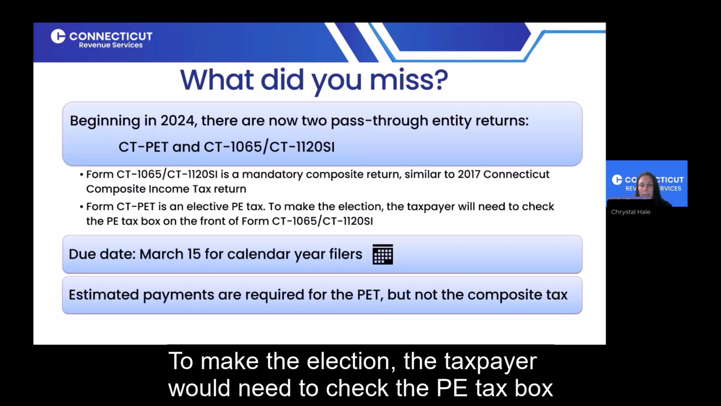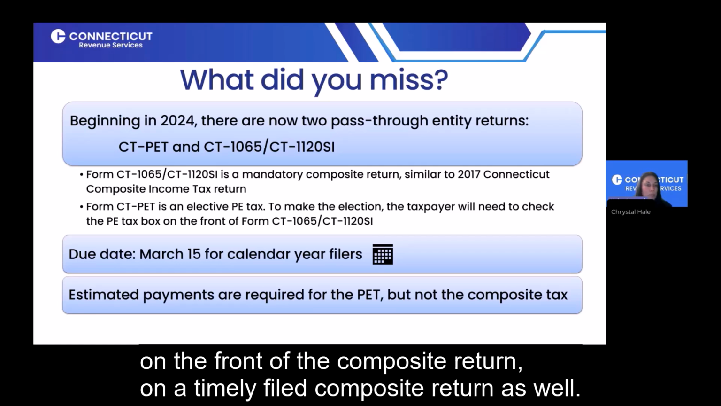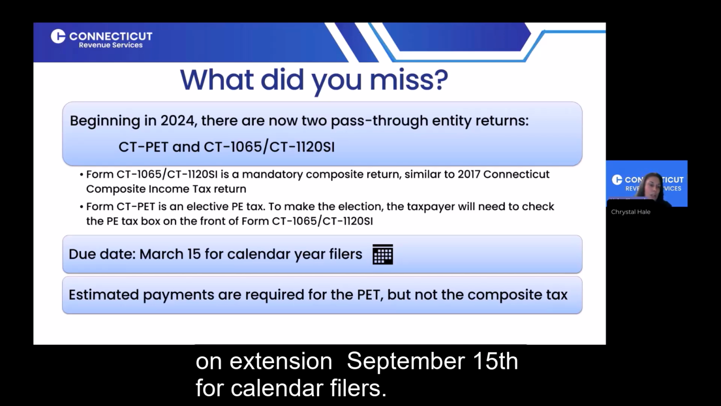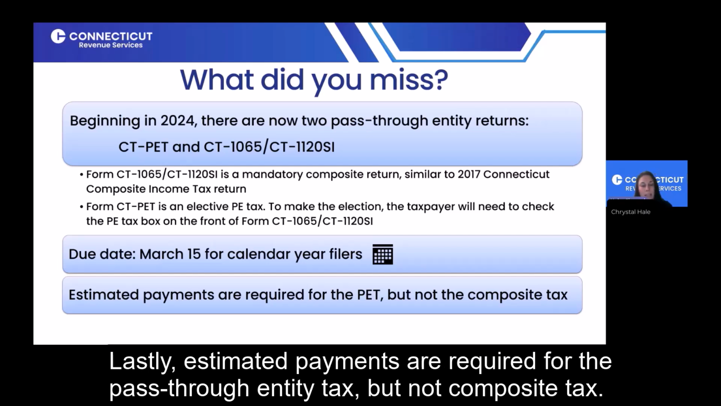To make the election, the taxpayer would need to check the PE tax box on the front of the composite return, on a timely filed composite return as well. The due date has not changed. It is March 15th for calendar year filers, or on extension, September 15th for calendar filers. Lastly, estimated payments are required for the pass-through entity tax, but not the composite tax.